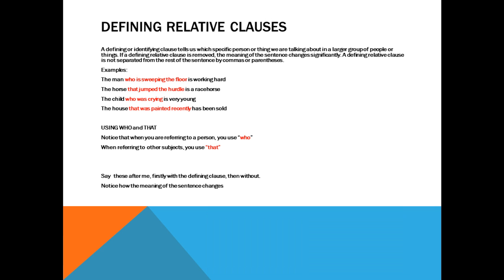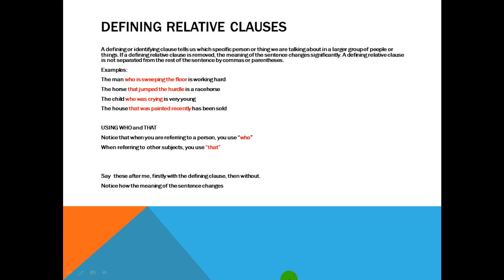Defining relative clauses. The defining or identifying clause tells us which specific person or thing we are talking about in a larger group of people or things. If a defining relative clause is removed, the meaning of the sentence changes significantly. A defining relative clause is not separated from the rest of the sentence by commas or parentheses.